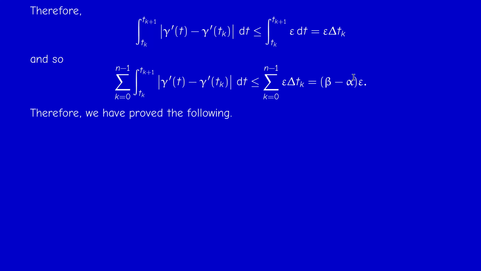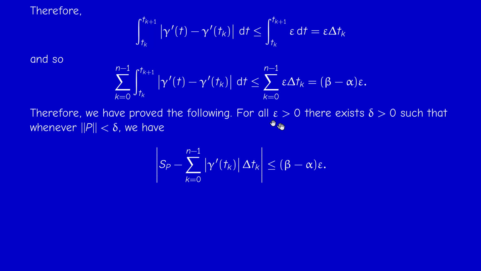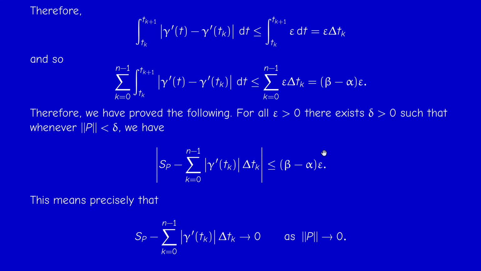What did I prove? I proved that for every positive epsilon, there exists a positive number delta such that if the norm of the partition is less than delta, then the difference between the length of the polygonal path and the Riemann sum is less than beta minus alpha times epsilon. So this precisely means, since epsilon was arbitrary, that the difference tends to 0, because it can be made arbitrarily small as the norm of the partition tends to 0. And we are almost done.